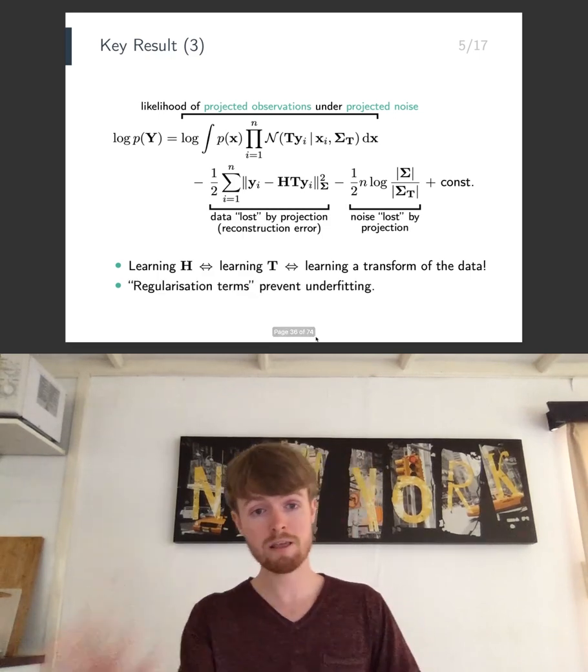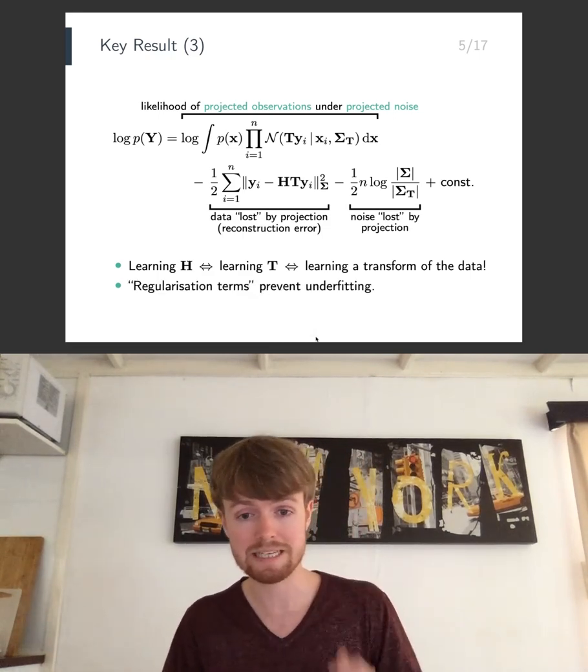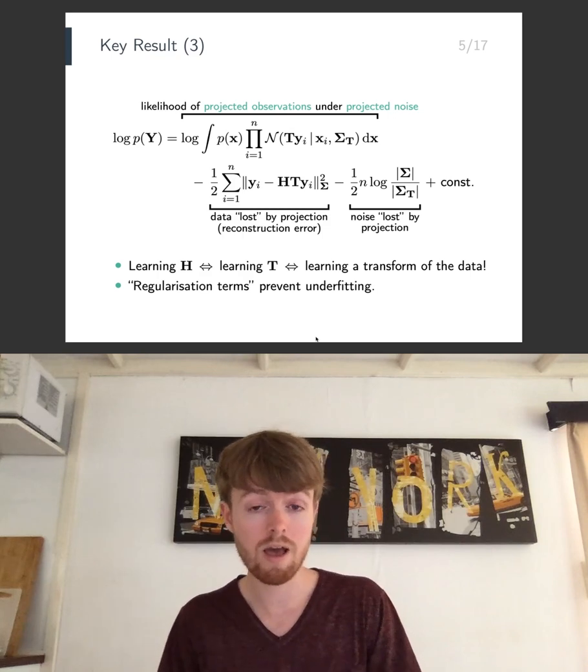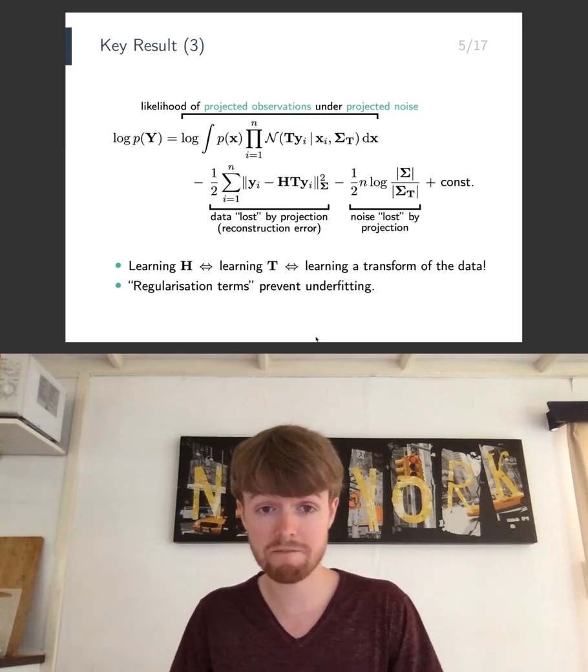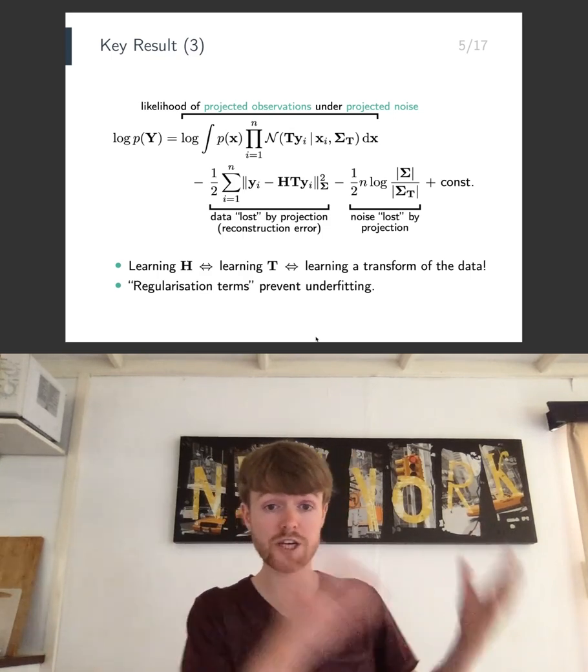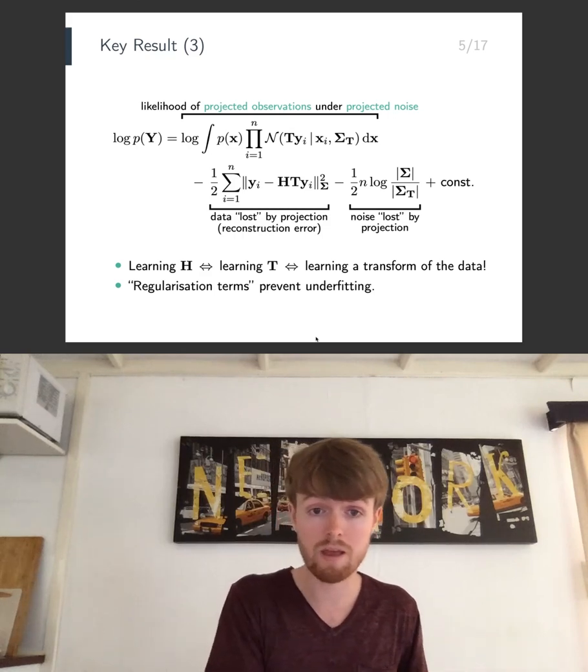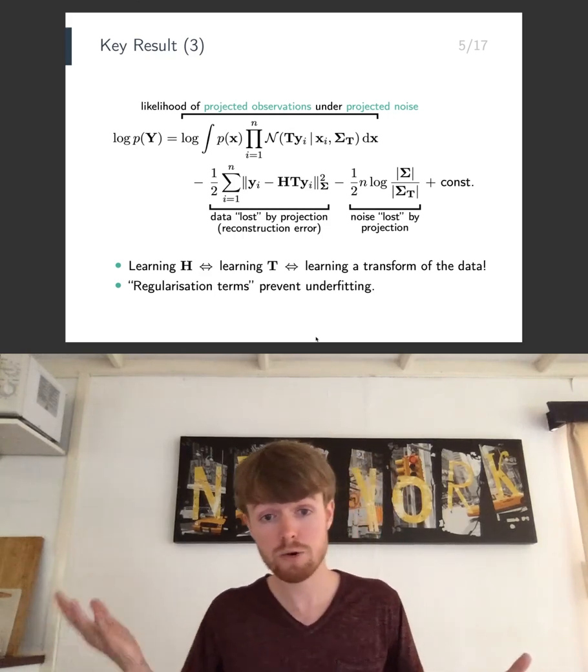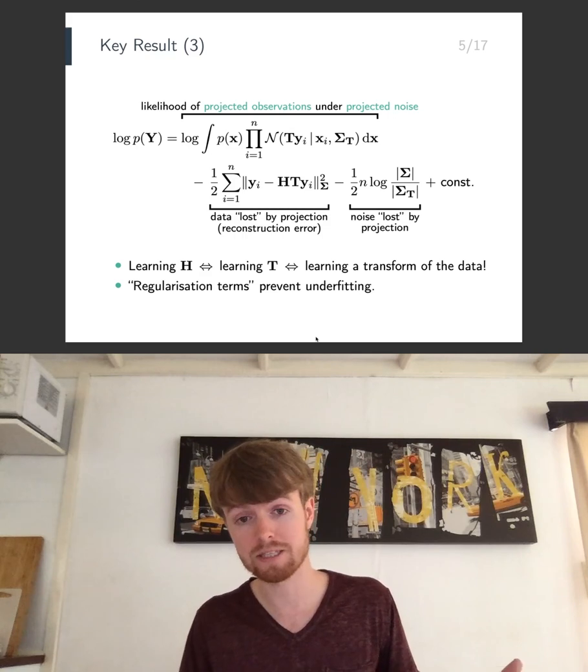Therefore, if we're learning the basis by maximizing this log probability with respect to the basis h, then we're trying to find a projection of the data such that the projected observations fit the latent process as well, whilst trying to not discard a too large component of the data and the noise.